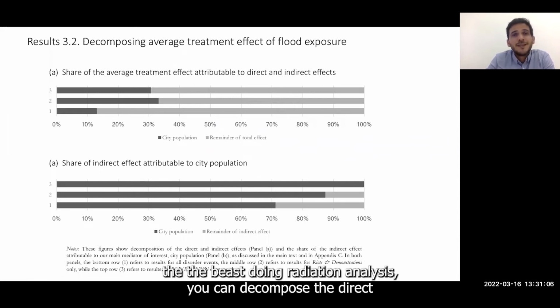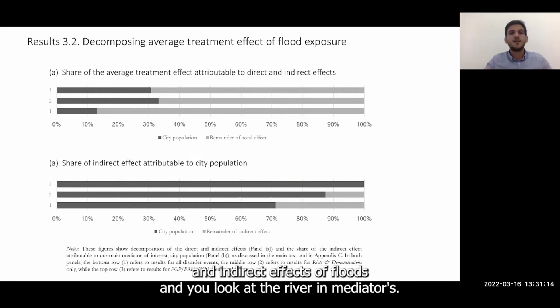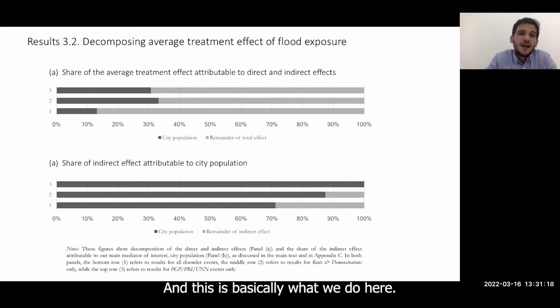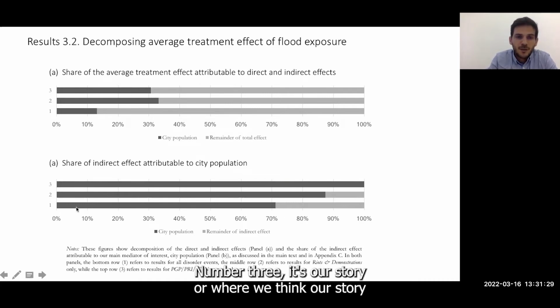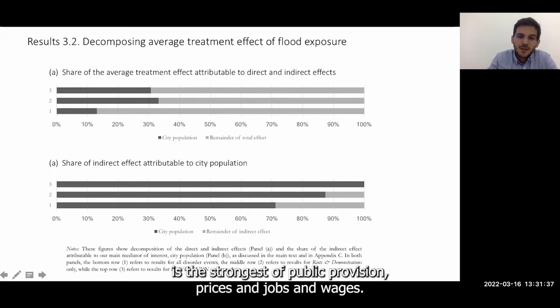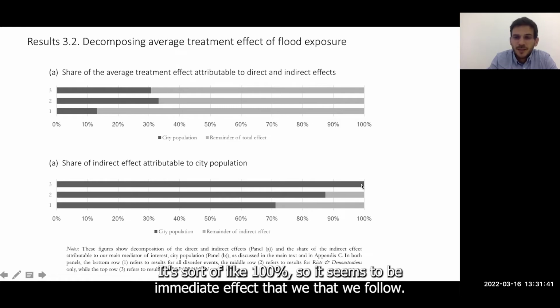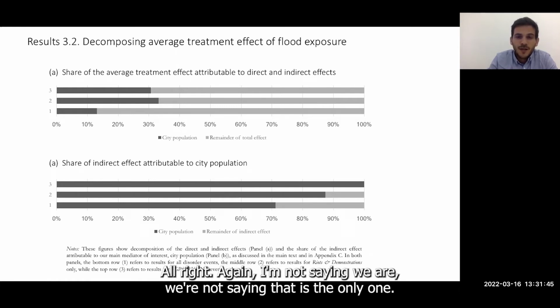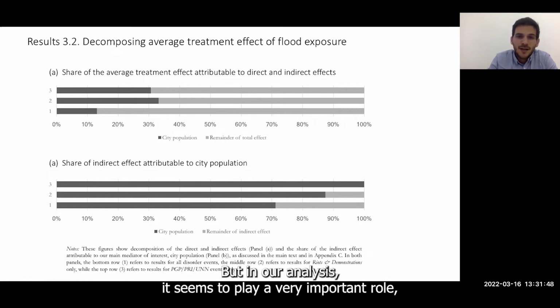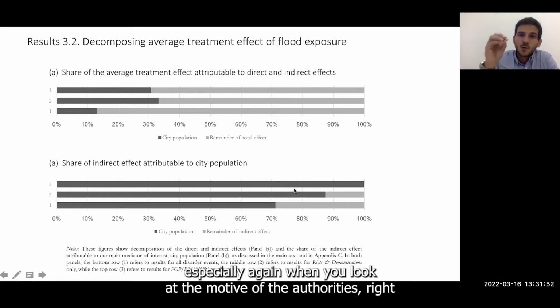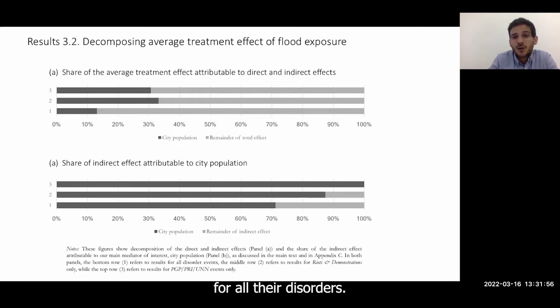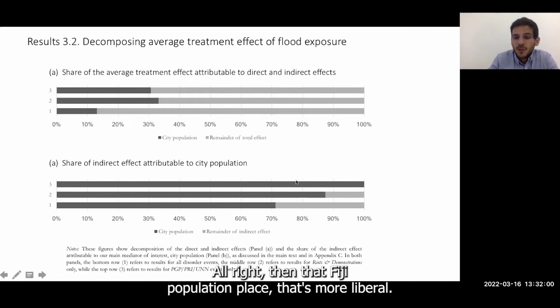This is actually decomposing this. So doing mediation analysis, you can decompose the direct and indirect effect of floods, and you look at the different mediators, all right? And this is basically what we do here. See the indirect effect related to city population, for number 3, which is our story, or where we think our story is strongest, so public good provision, prices, and jobs and wages, it's sort of like 100%. So it seems to be mediating all the effect that we found, all right? Again, we're not saying that it's the only one, but in our analysis, it seems to play a very important role, especially when you look at the motive of disorders, right? For other disorders, city population plays a smaller role.